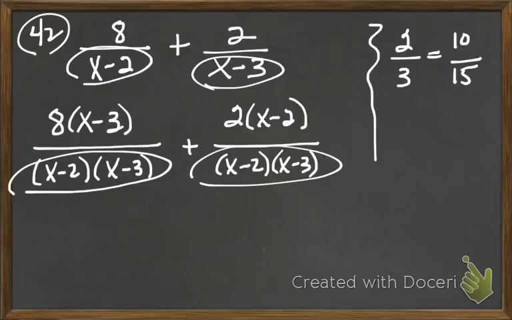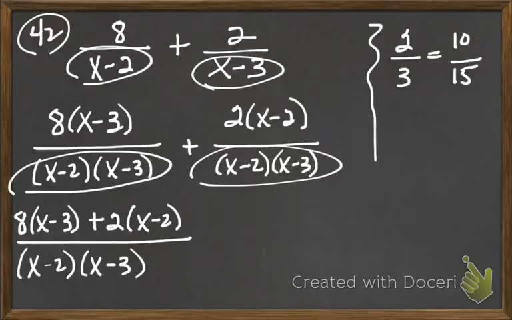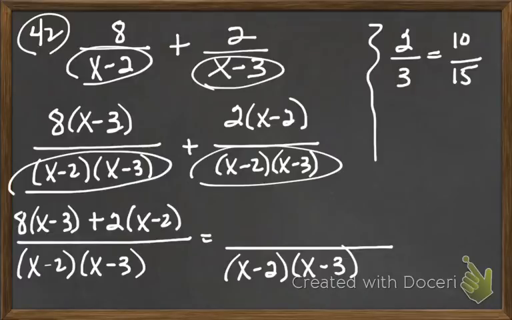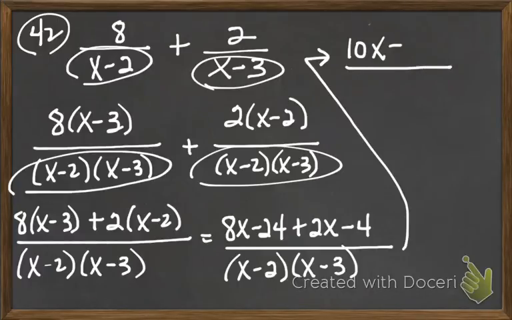Okay? Alright, now we have common denominators, so we can write one big fraction. And we just put everything on the top. We have 8 parentheses x minus 3 plus 2 parentheses x minus 2. And we'll just simplify the top. The bottom stays the same. We'll distribute our 8 and our 2, and then we'll combine like terms. We're going to get 10x minus what? 28 over x minus 2, x minus 3.